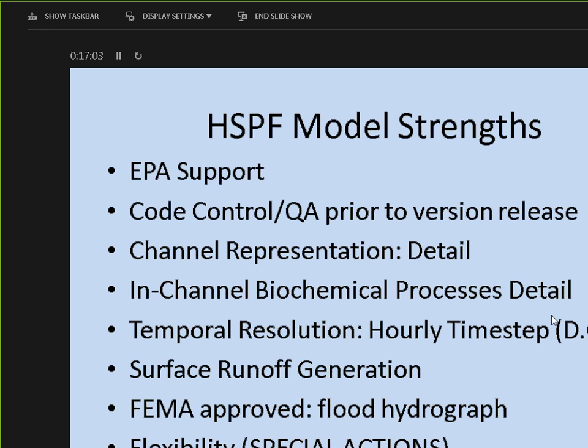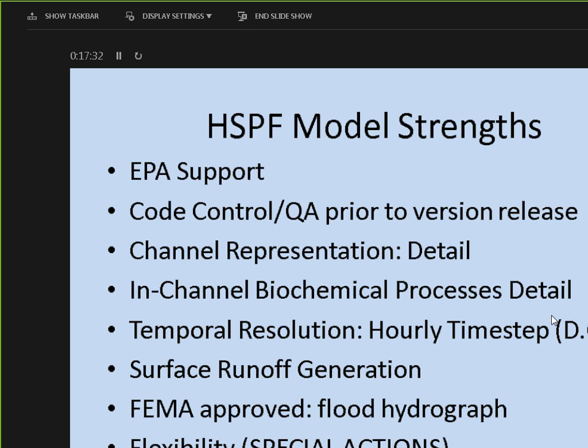We also think it's very important to have that hourly time step to help us do DO TMDLs as well as turbidity TMDLs, since, as Dr. Wilson said this morning, one of the most critical processes is the division of precipitation into surface flow and subsurface flow. So we want as much resolution as possible on that.